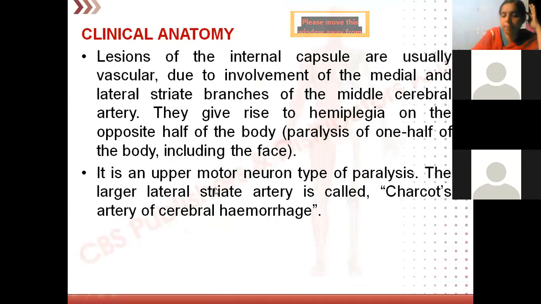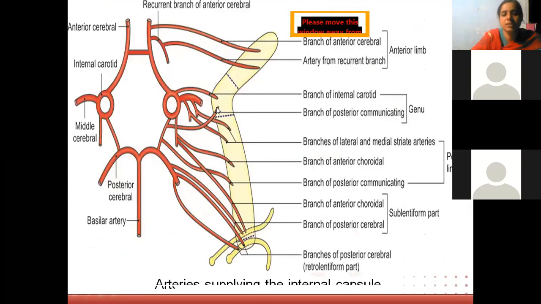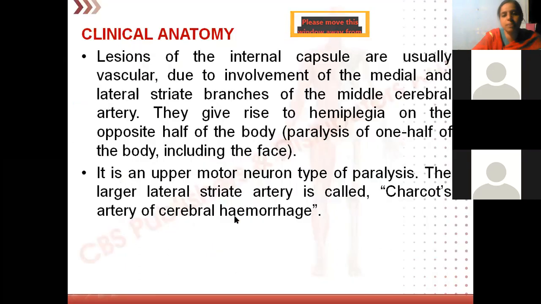Okay, now coming to the applied aspects of the internal capsule. Lesions of the internal capsule, I told you it is a narrow gate, isn't it? In this narrow gate we have ascending tracts and descending tracts. Suppose one ascending tract is gone, that particular function is gone, isn't it? Lesions of the internal capsule are usually vascular. Vascular in the sense that if any of these blood vessels is blocked, that particular area will not receive blood supply. That is vascular damage. It may involve the medial and lateral striate arteries, which are branches of the middle cerebral arteries. If these arteries are damaged, it may lead to hemiplegia, that is paralysis of half of the body.